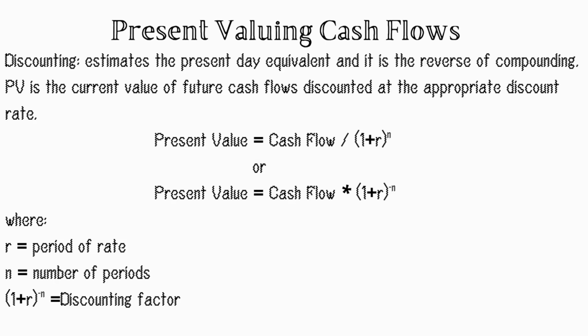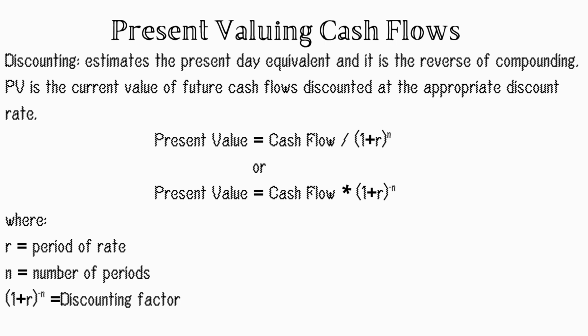So now we will be looking at discounting. Discounting estimates the present day equivalent, and it is the reverse of compounding. Present value is the current value of future cash flows discounted at the appropriate discount rate. An amount expected at a specified time in the future is multiplied by a discount factor to give the present value of that amount at a given rate of interest. The discount factor is the inverse of the compound factor for the same period and interest rate. Therefore, multiplying by a discount factor is the same as dividing by a compound factor.